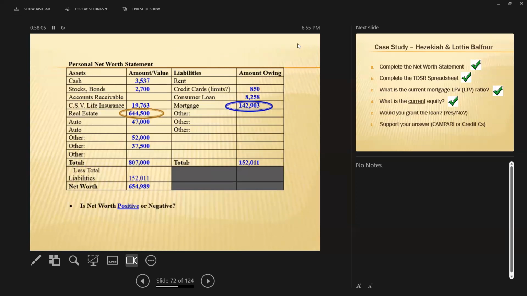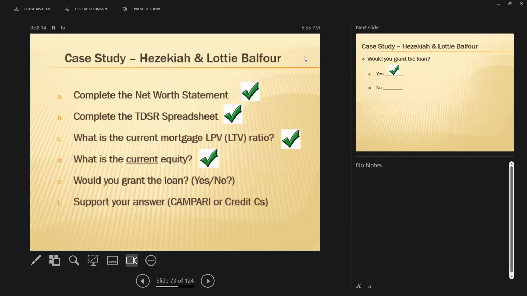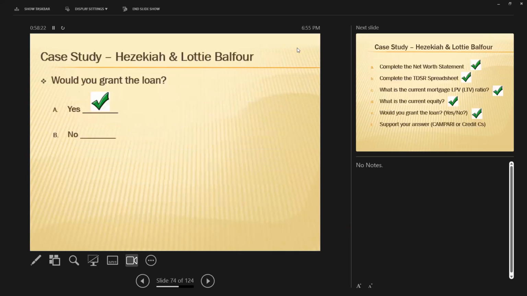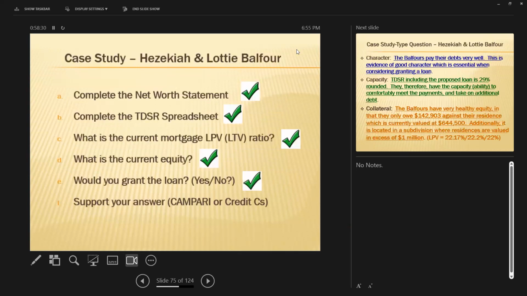Would you grant this loan to the Balfours? Yes or no? Yes. Okay, I didn't hear anyone from online, but in-house is unanimous yes. So since you would grant this loan to the Balfours, now it's time to support your answer.